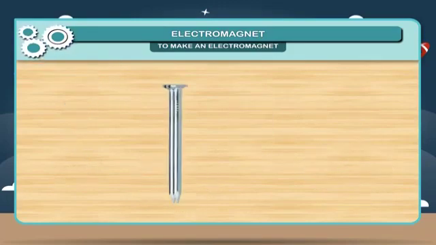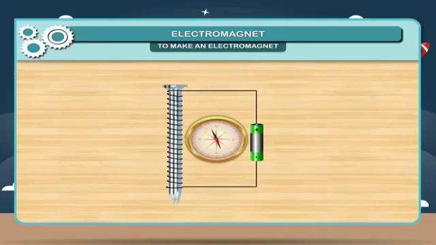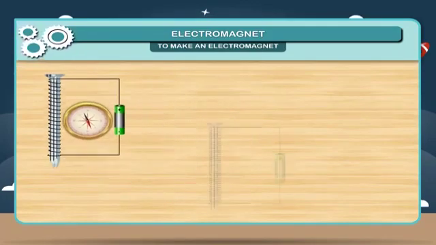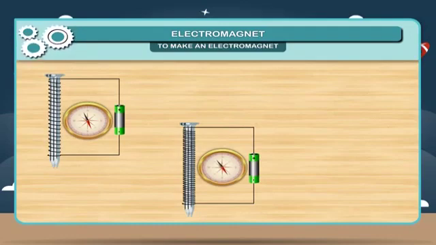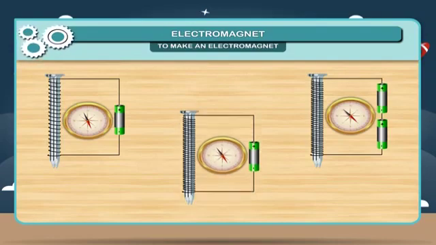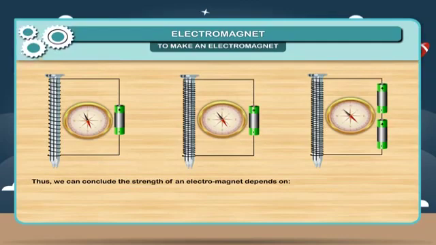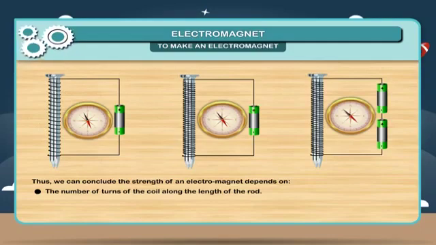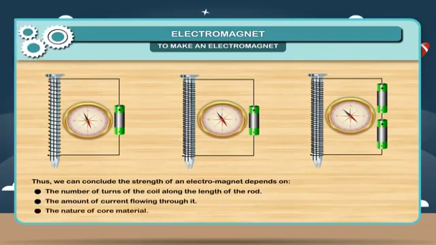Take 2 iron nails and wind the copper wire as shown in figure 1. In figure 2, the nail has more turns of the wire and the magnetic compass needle shows more deflection. Now increase the number of batteries in figure 3. The compass continues to show more deflection. Thus, we can conclude that the strength of an electromagnet depends on the number of turns of the coil along the length of the rod, the amount of current flowing through it, the nature of core material.